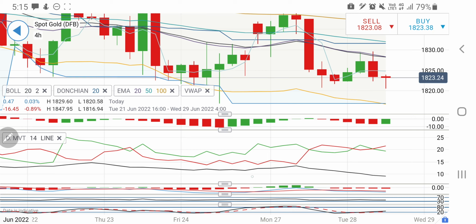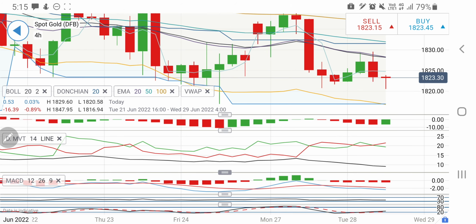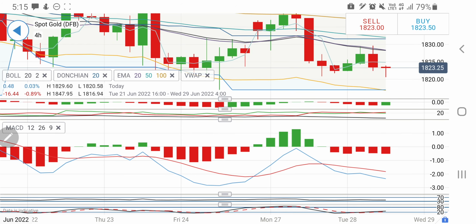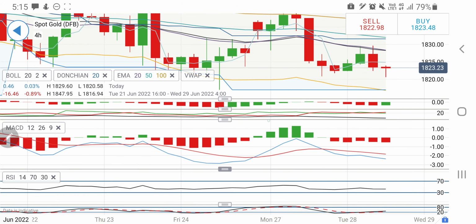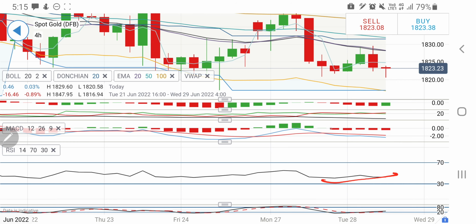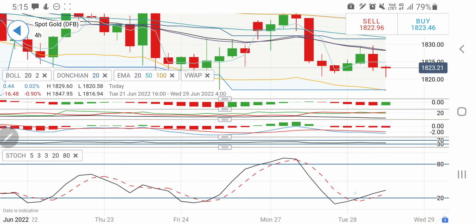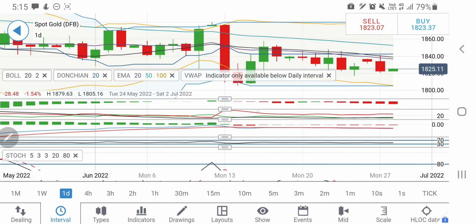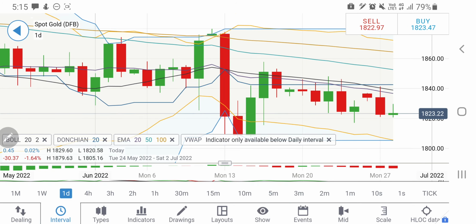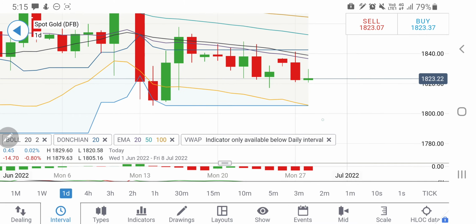And if you look at the directional movement, it is still bearish. The MACD is also bearish, it is with divergence and bearish. If you look at the RSI, this is trading flat without any movement. The stochastic was oversold, now trying to look upwards a little bit. Coming back to the daily charts, you can find that the candle is still green.